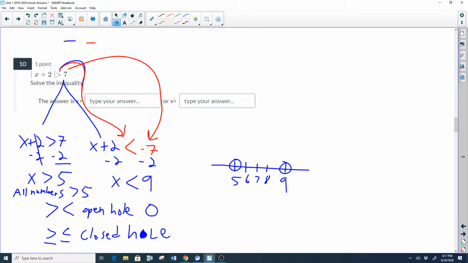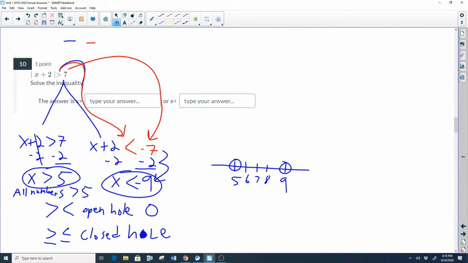Oh, what did I forget? What's negative 7 and a negative 2? It's a negative 9, you silly Billy. Because I was wondering what was going on there. Okay, so we have x is greater than 5, and we have x is less than negative 9.